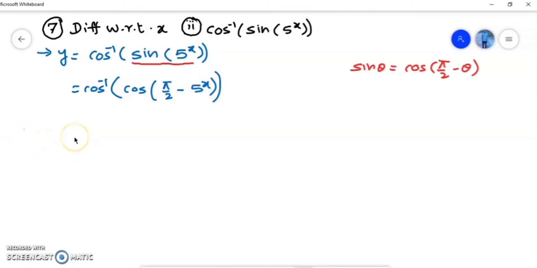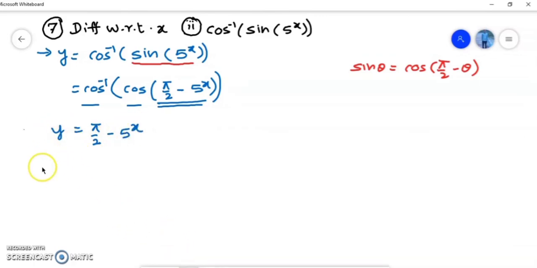Now this can be written equal to cos inverse of cos of this bracket, that bracket. Cos inverse of cos x is x. So cos inverse of cos x is just x. What I get is just pi by 2 minus 5 raised to x. This is your y in the simplest form.